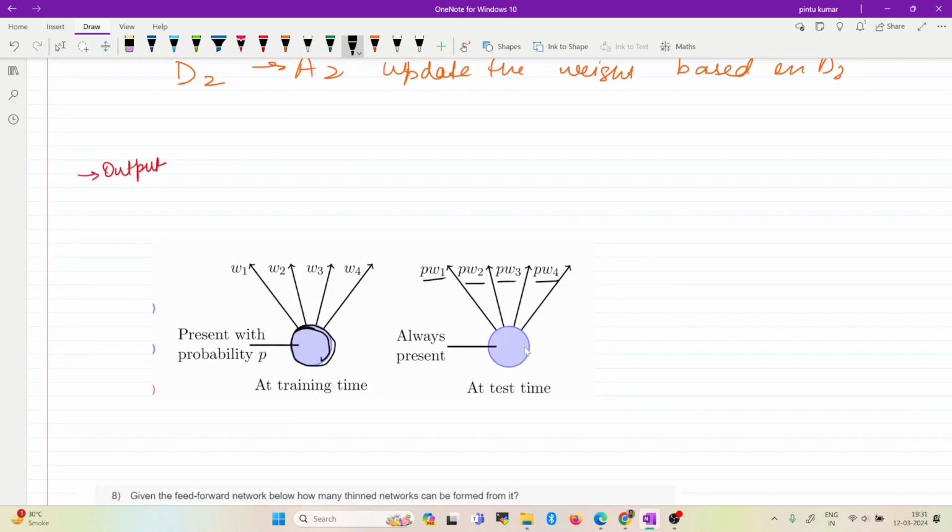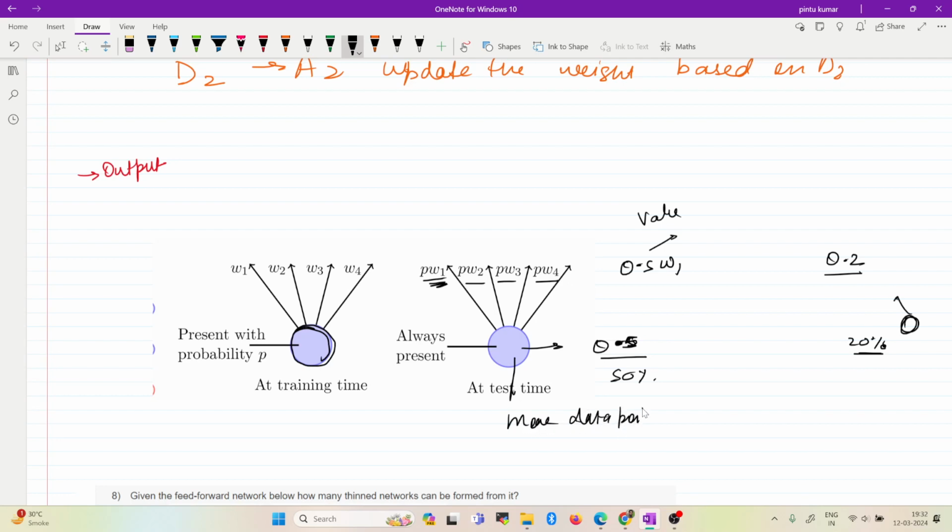Now let's say some node was active with probability 0.5, or 50% of the time, and some other node was active for just 20% of the time. Then the weights of the first node will have a higher value because they are multiplied by 0.5 as compared to 0.2. So these weights will carry higher value than those of the other node that was active only 20% of the time. Why is this happening? Because this node has observed more data points than the other node.